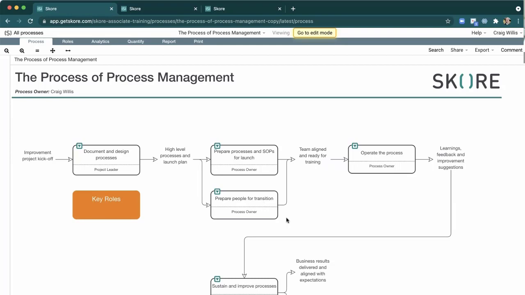So just like any process that you might describe in Skore, the amount of detail that you may need to go into on one project versus the next could vary quite a lot. And so we're trying to cover quite a broad range of different things here. And then we look at how you go about the business as usual operation of that process. And then we talk about the sustain and improve.